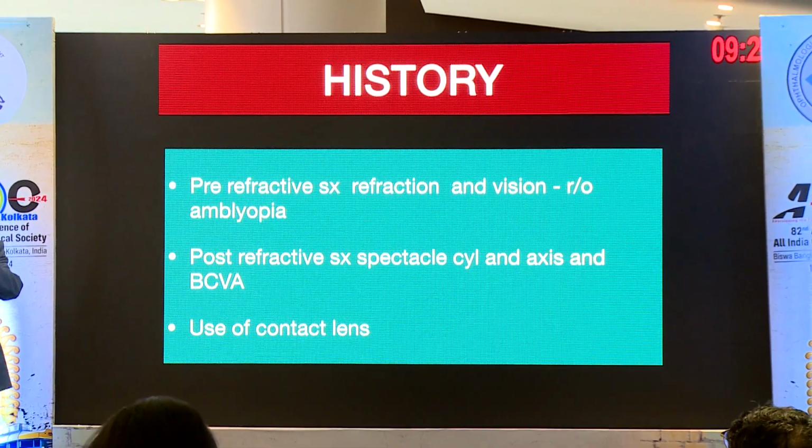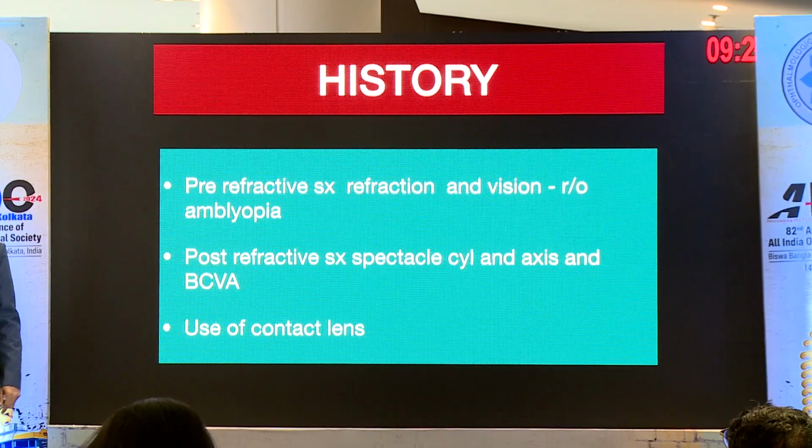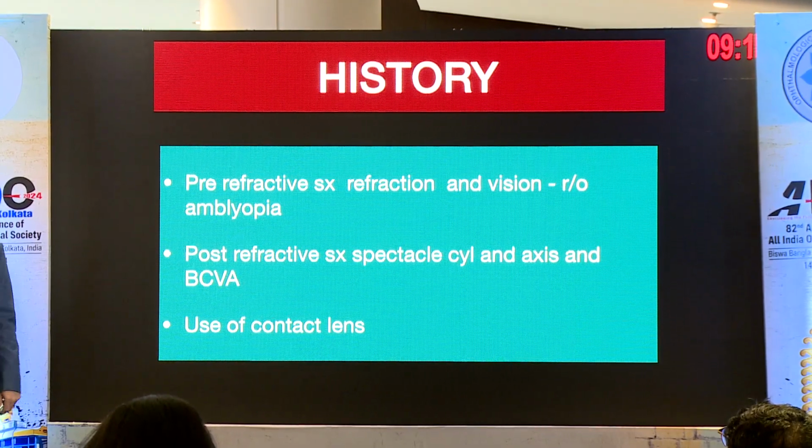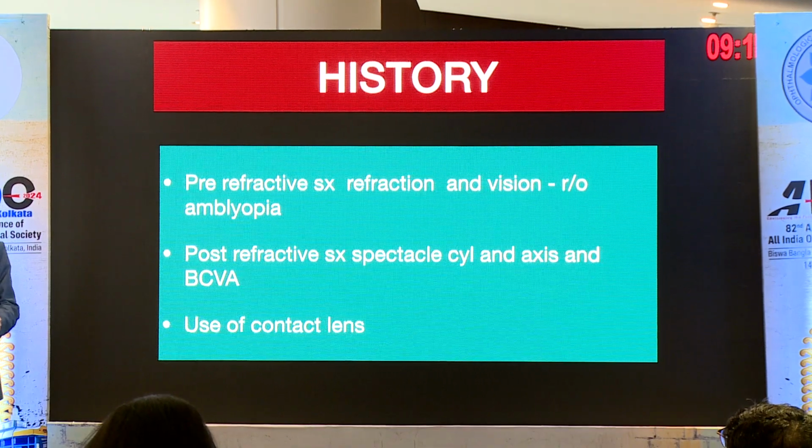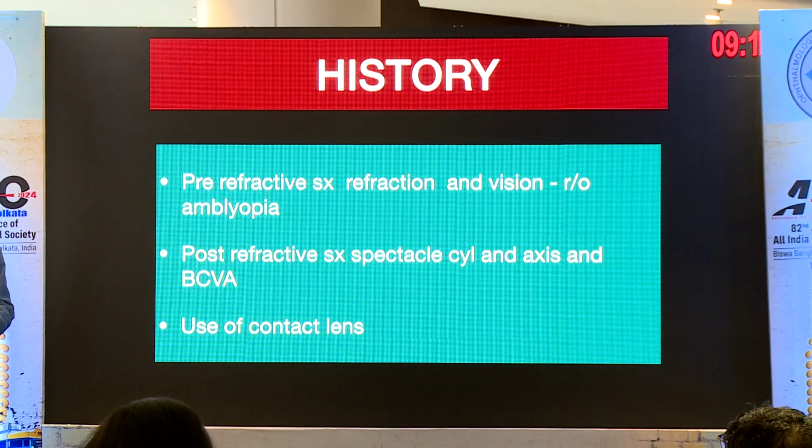So whenever a patient comes to you with a history of undergoing refractive surgery, it's very important to look at the pre-refractive surgery refraction and the vision of the patient. That will tell us whether the patient was having indeed any amblyopia. Once the patient has undergone refractive surgery, check the spectacle cylinder and the axis and the best corrected visual acuity, because that will tell us the quality of vision that the patient was enjoying.